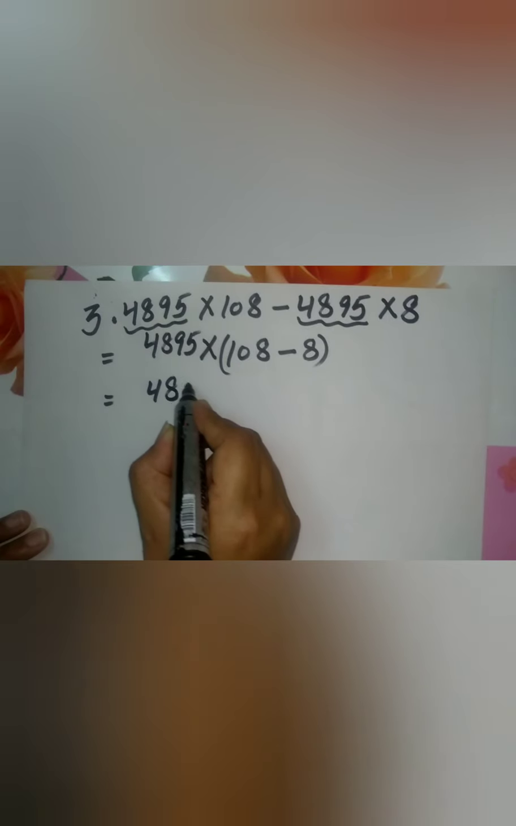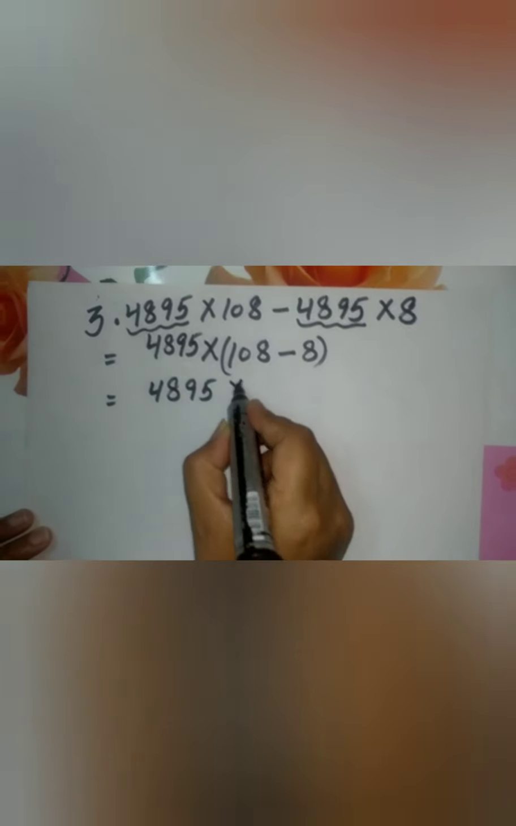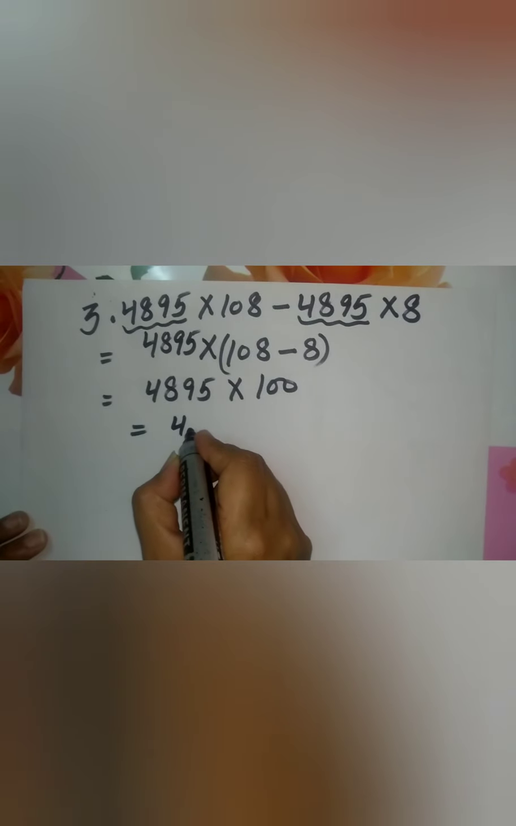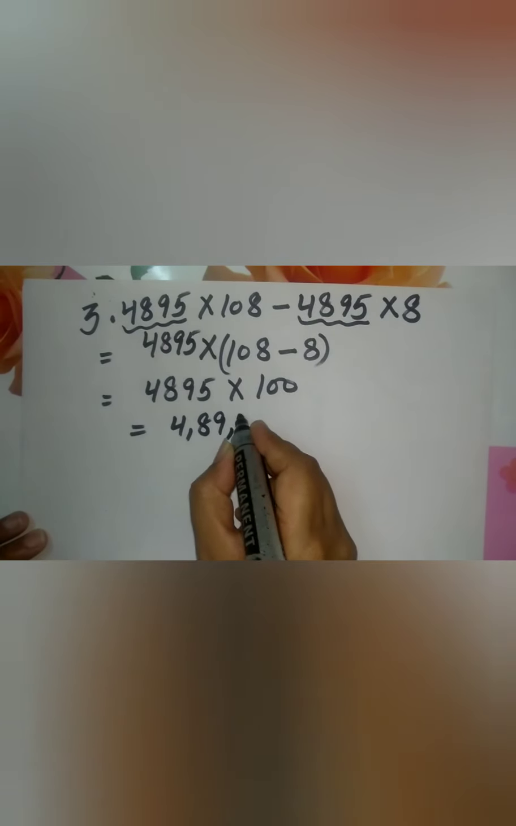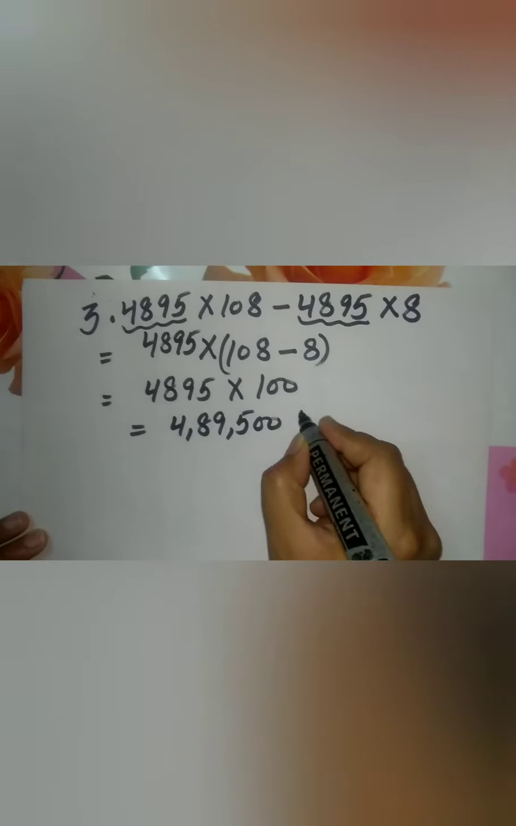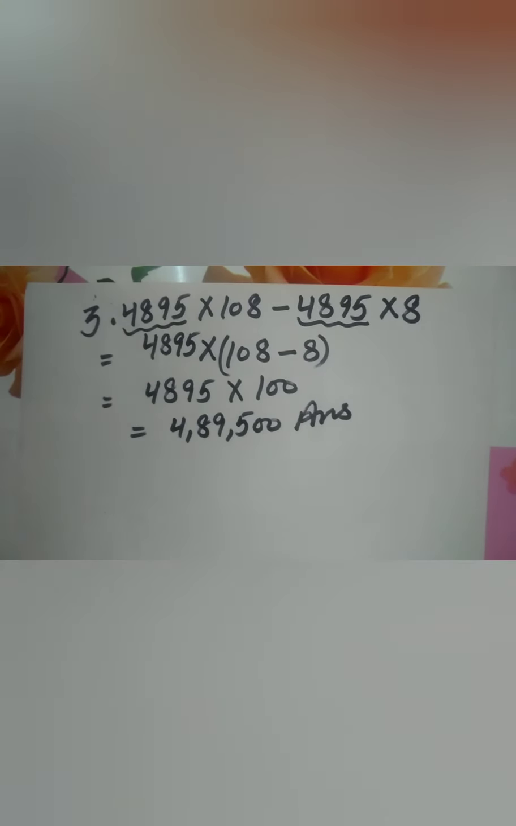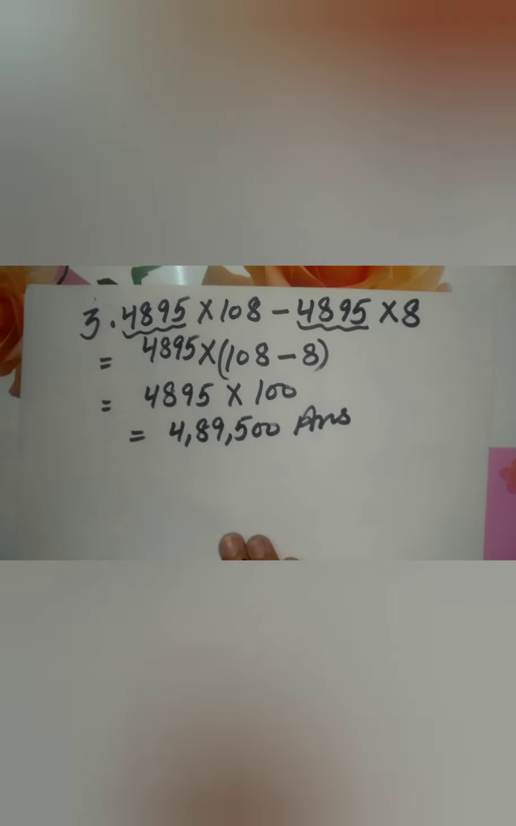So 4,895 into 100 will give us 4,89,500. So this will be your answer. Now let's take one more example.